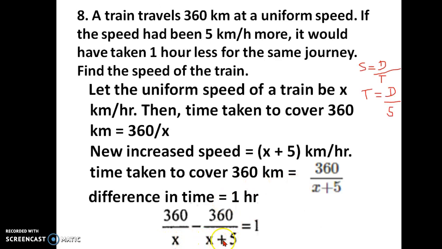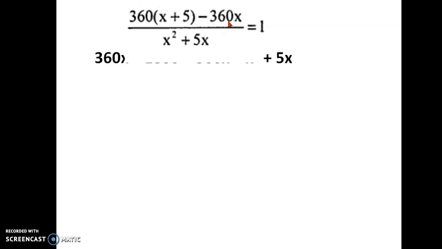x into x plus 5, that is the LCM. So x into x is x square, x into 5 is 5x. Okay, so that is the LCM here. And in the numerator you have to multiply this one. For x plus 5 will be multiplied in this numerator, x will be multiplied in this numerator. Okay, then remove the brackets now.